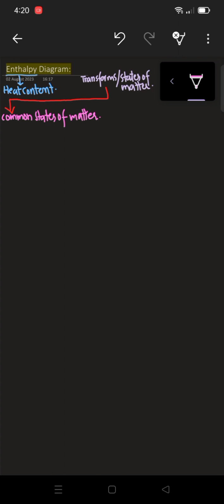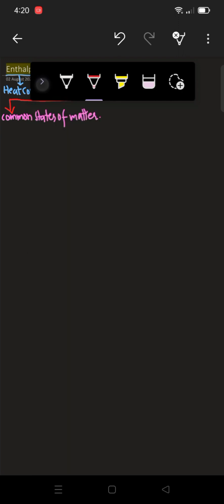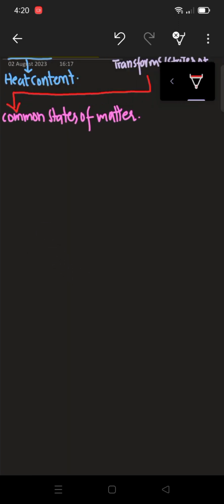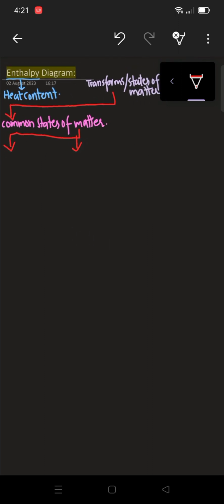Here we have some common states of matter. So how many states of matter do we have? We have 6 states of matter. Let me make here the arrow. We have 6 states of matter basically.